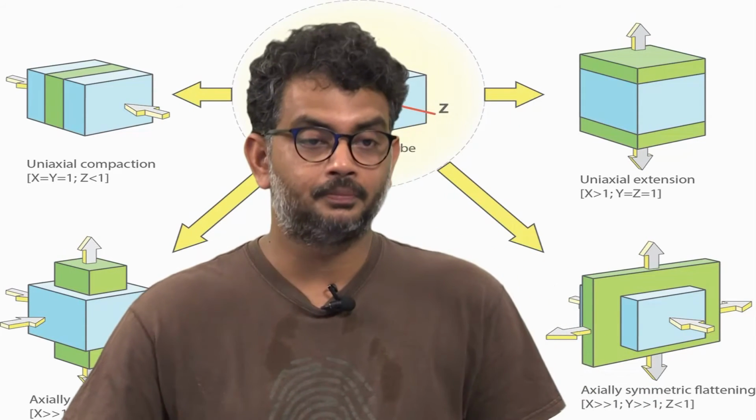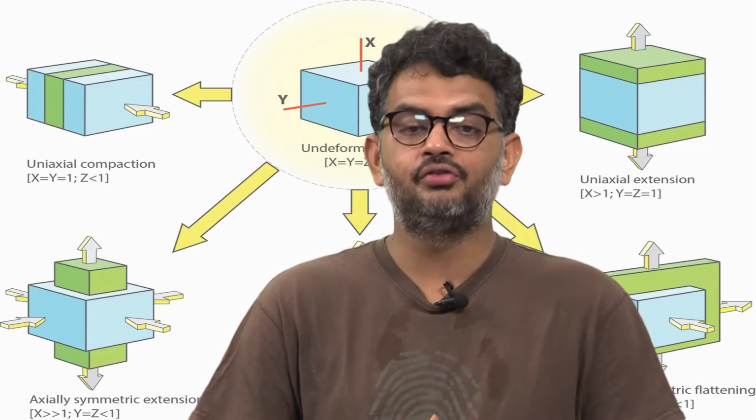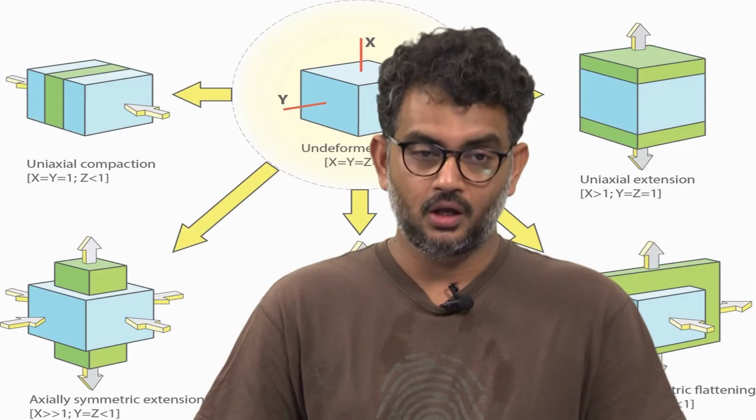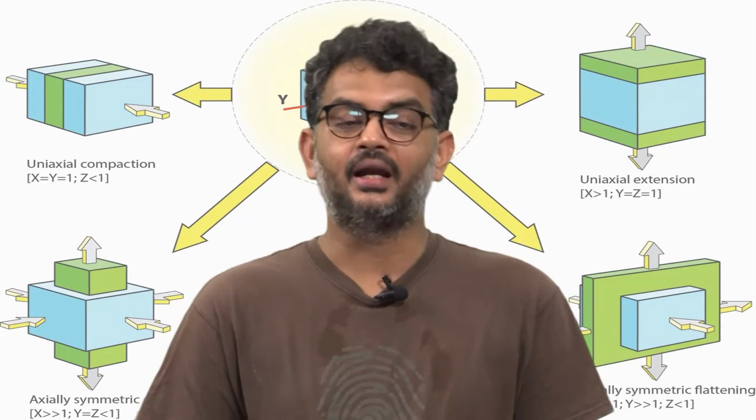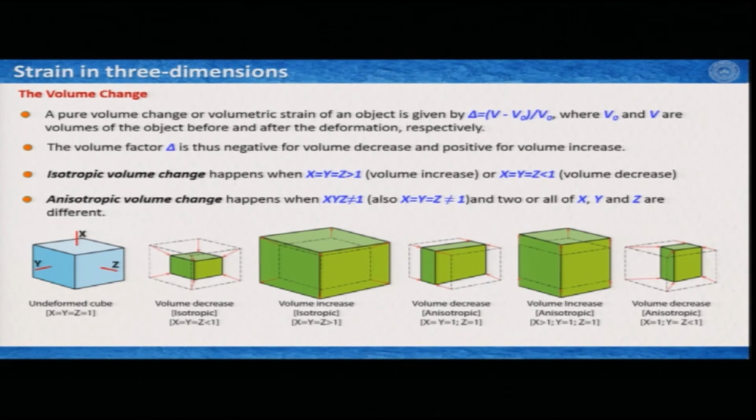Now, let us talk about volume change. So, we have discussed so far homogeneous deformation without volume change, but volume change, like it happens in 2 dimensions, can also happen in 3 dimensions. Pure volume change or volumetric strain of an object is given by a very similar equation to what we have seen. It is the ratio of the change of the volume with respect to the initial volume. If we call this delta, then it is defined as V minus V0 divided by V0, where V0 and V are the volumes of the object before and after the deformation respectively. The volume factor delta is thus negative for volume decrease and positive for volume increase.